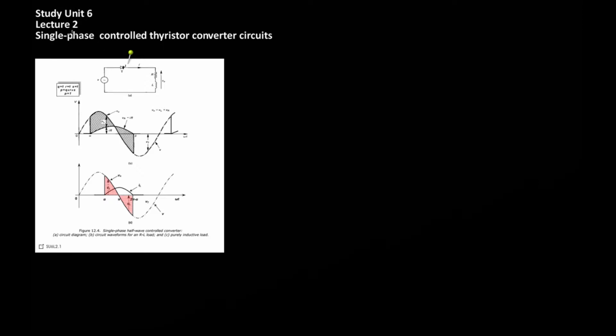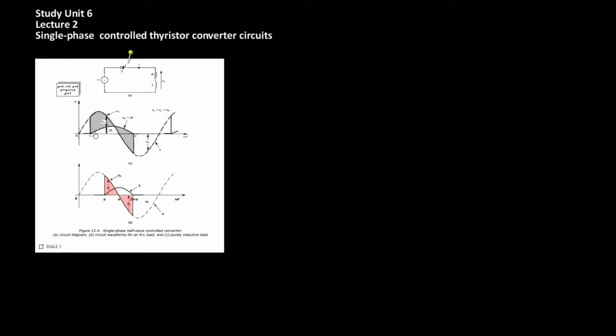So welcome to Study Unit 6, Lecture 2, and in this study unit we'll quickly discuss single-phase controlled thyristor converter circuits. So shown here is figure 12.4 from the text, and it shows a half-wave converter, half-wave rectifier, but the diode is instead replaced with a thyristor.